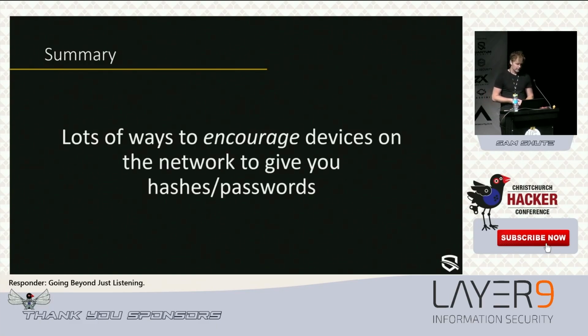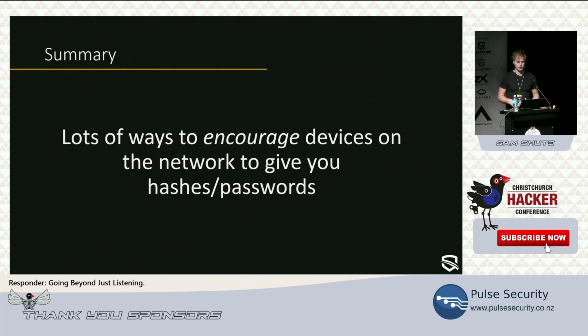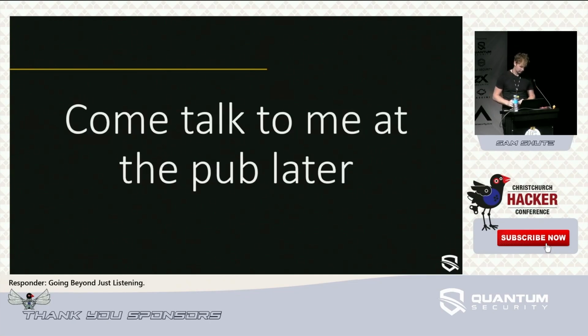Cool. The summary for this talk is kind of like, there's lots of interesting ways that we can encourage people to send us hashes or passwords when you're just not getting them for free in Responder. It's happening more and more that you plug into a network and you just receive nothing on a Responder. So we need to use ways to start encouraging people to talk to us.